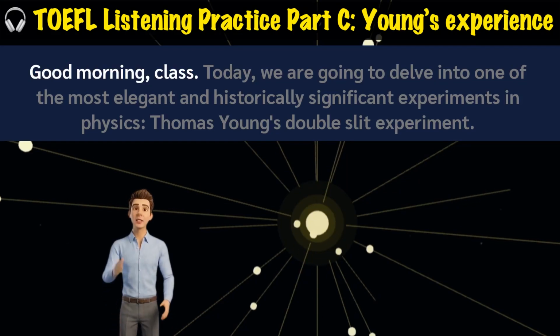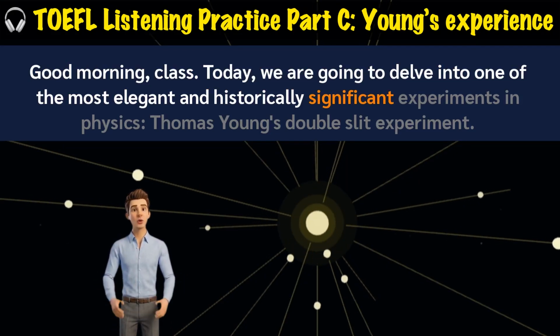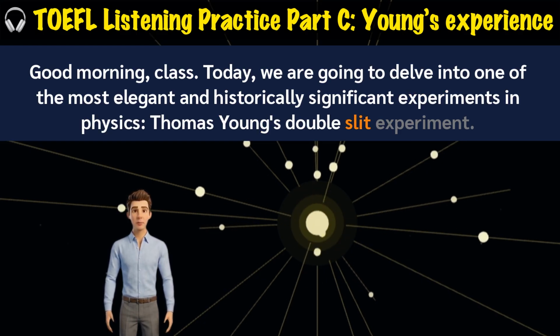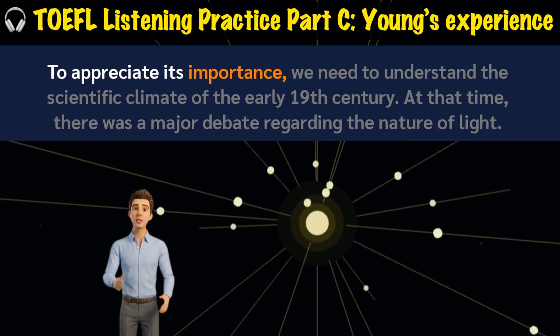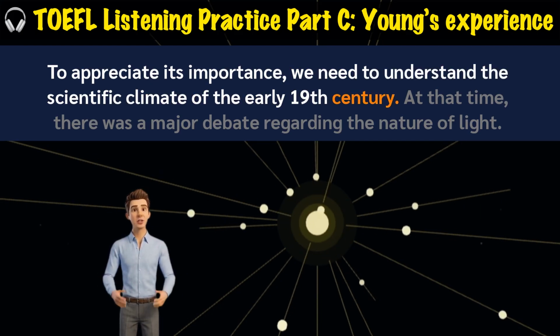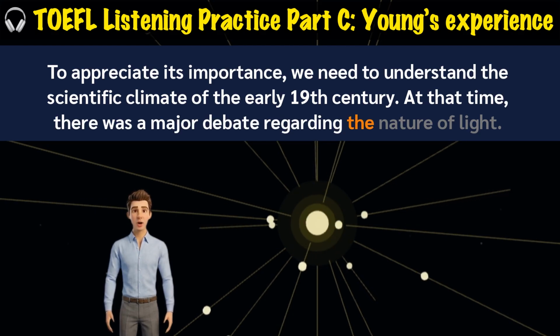Good morning, class. Today we are going to delve into one of the most elegant and historically significant experiments in physics, Thomas Young's double-slit experiment. To appreciate its importance, we need to understand the scientific climate of the early 19th century. At that time, there was a major debate regarding the nature of light.